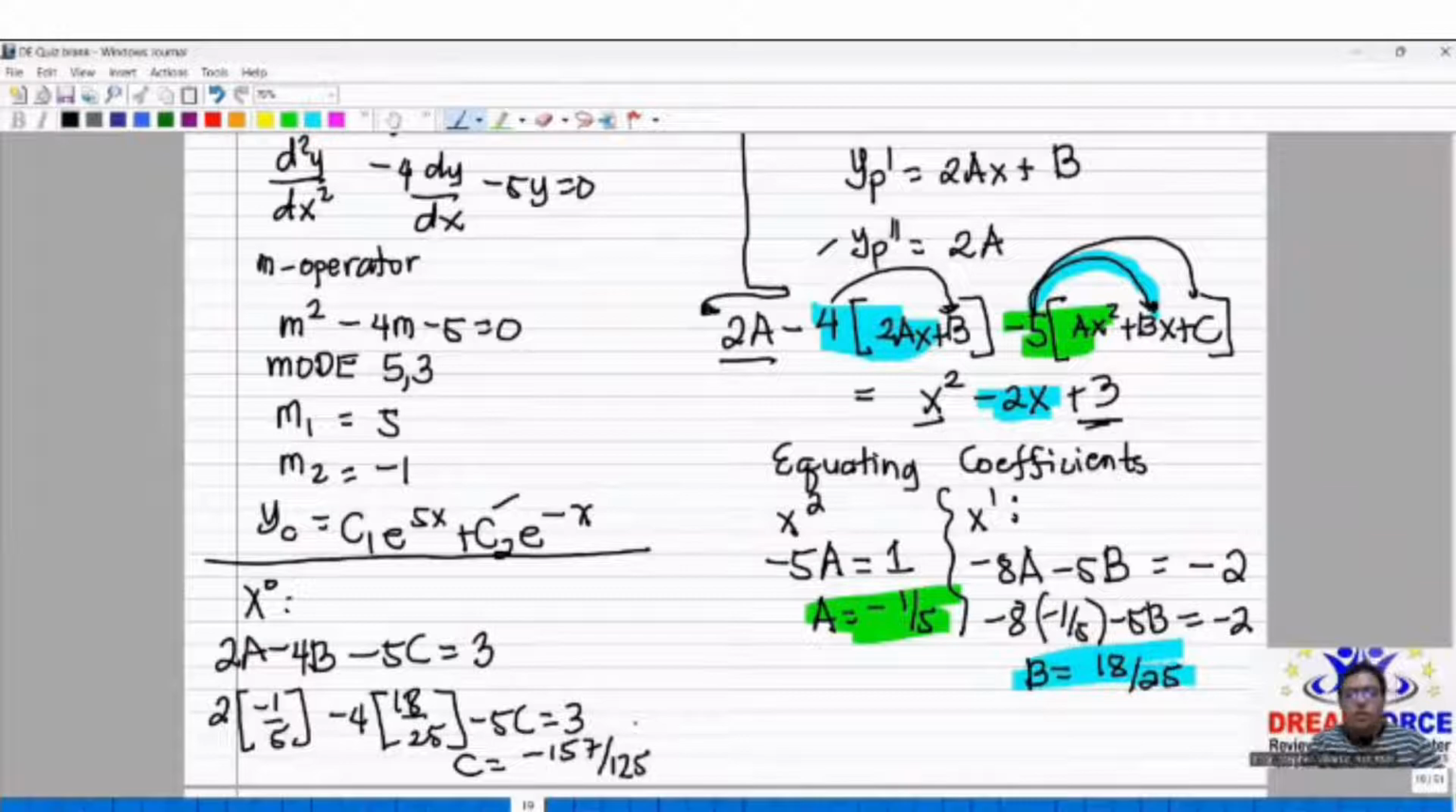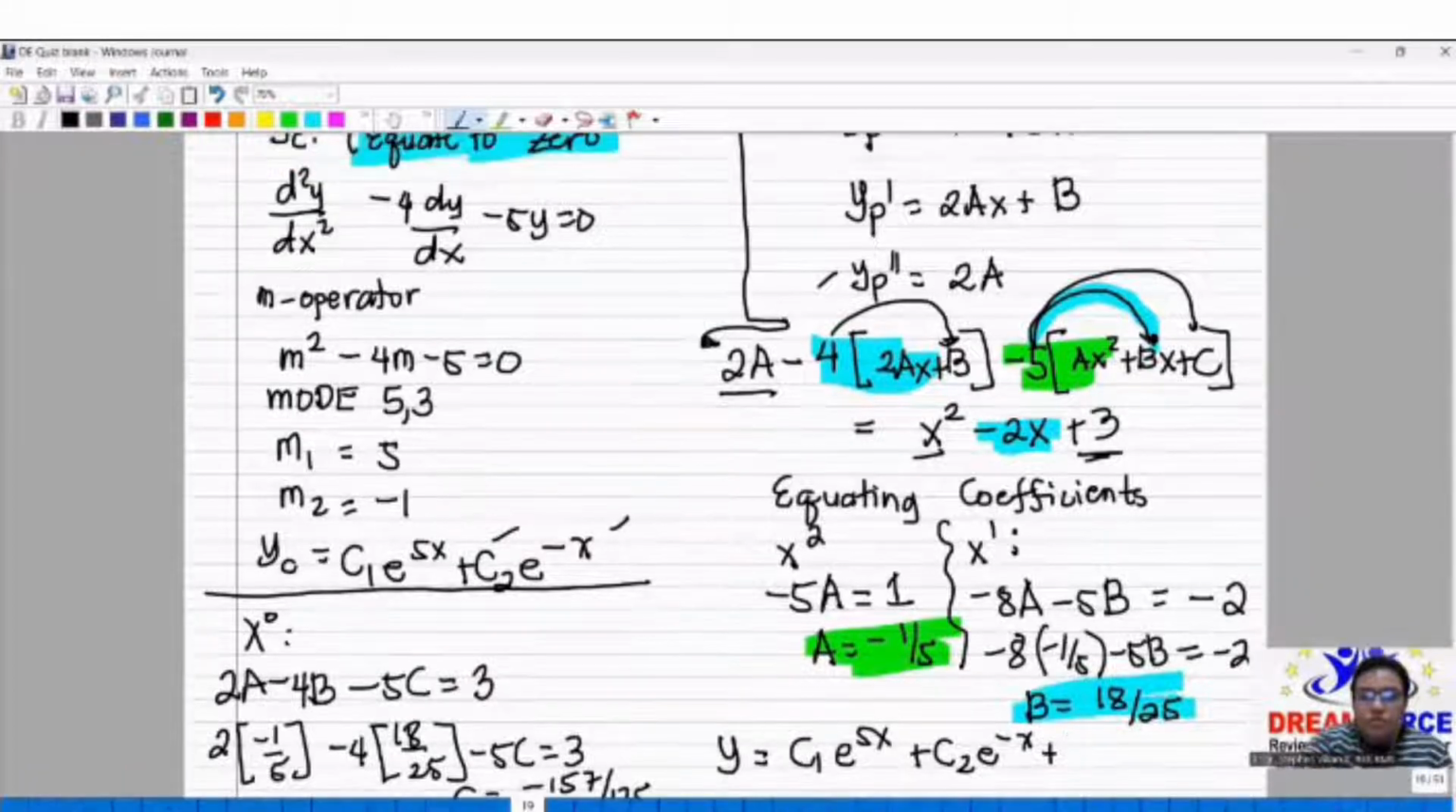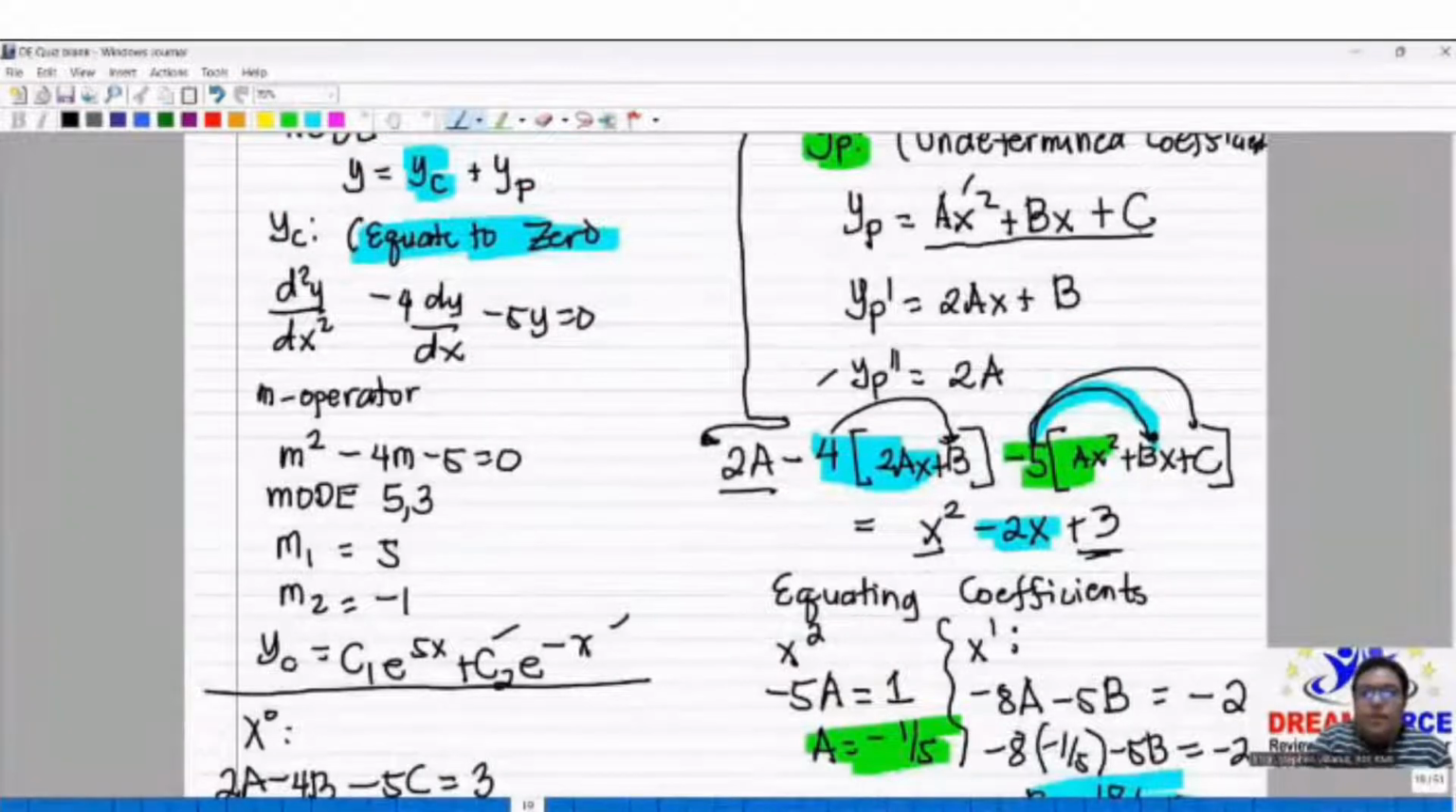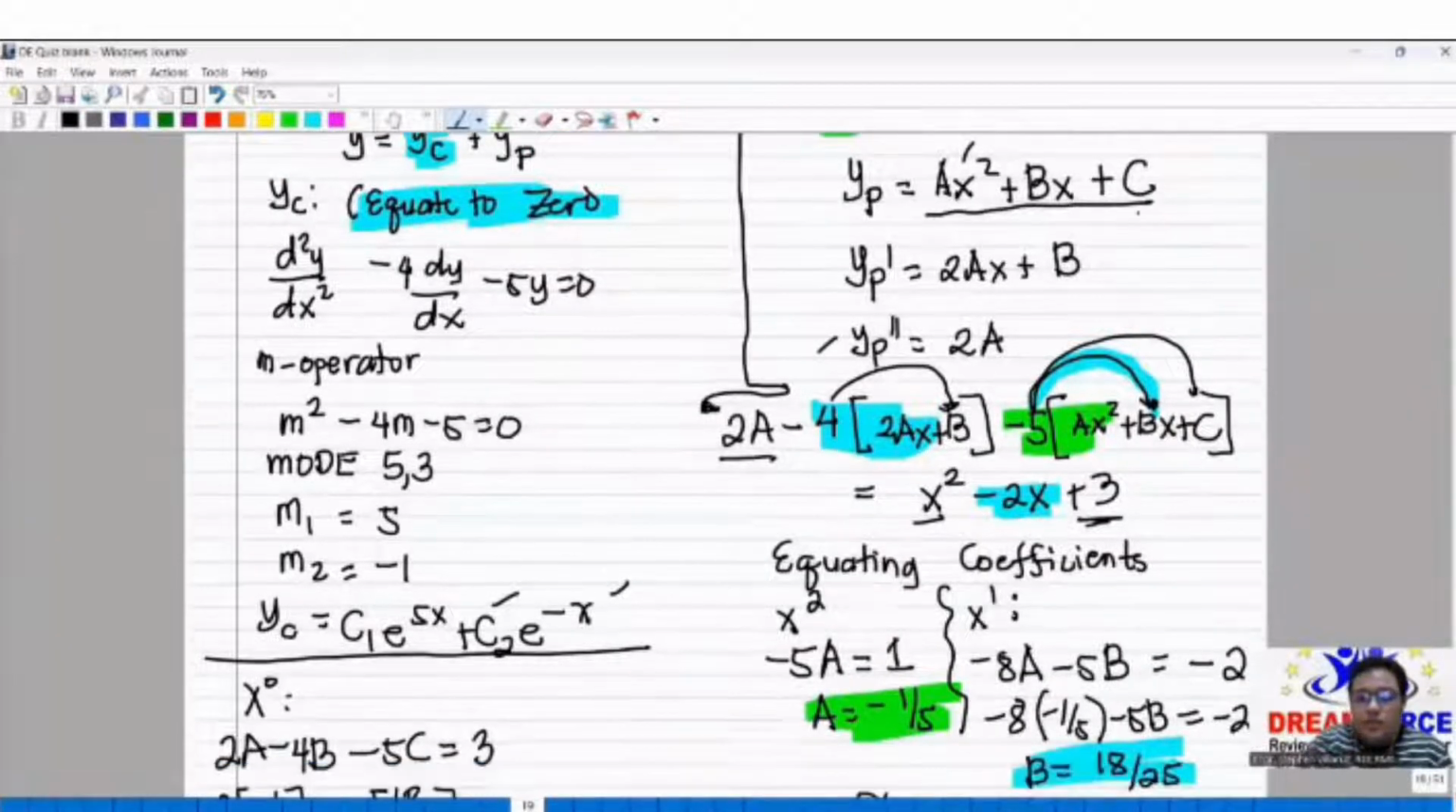Okay, so buo na yung ating general solution. So y now is equal to the complementary solution, which is c1 e to the 5x plus c2 e to the negative x, plus natin yung particular solution natin. Take note, ito siya: Ax squared plus bx plus c.